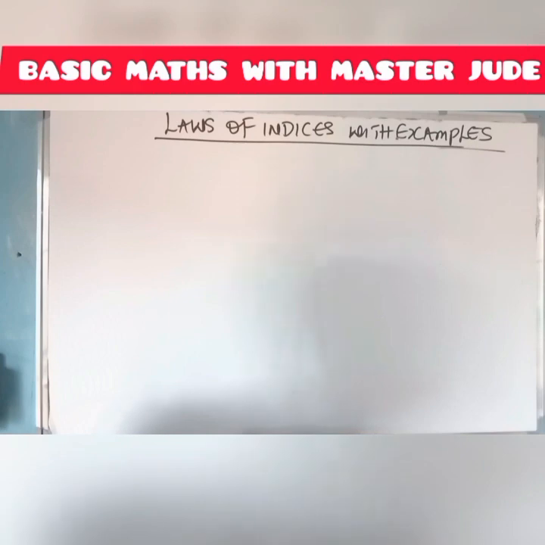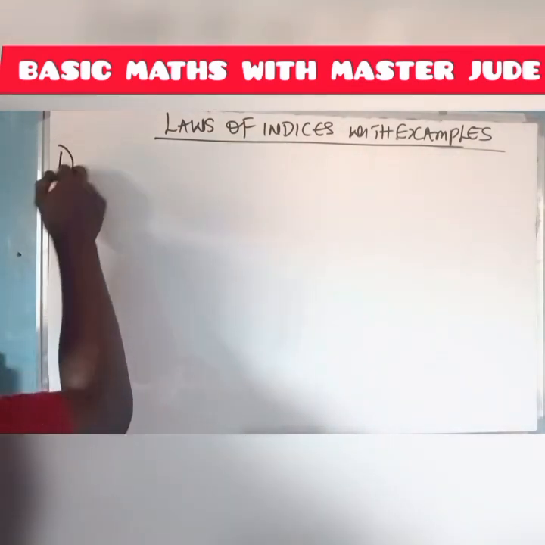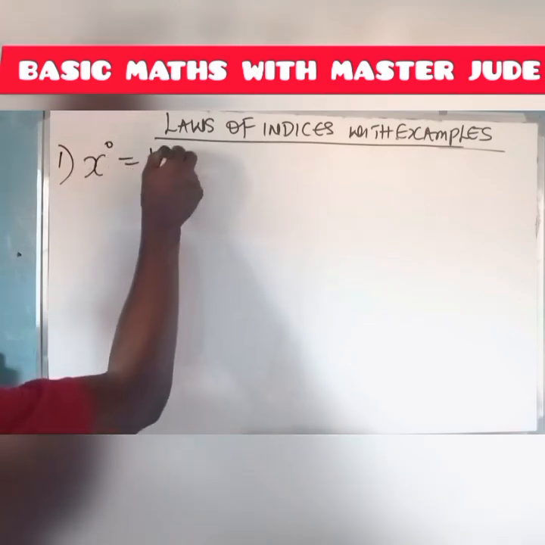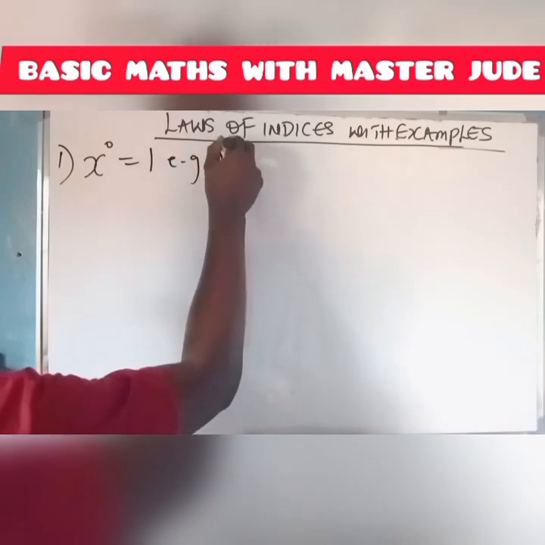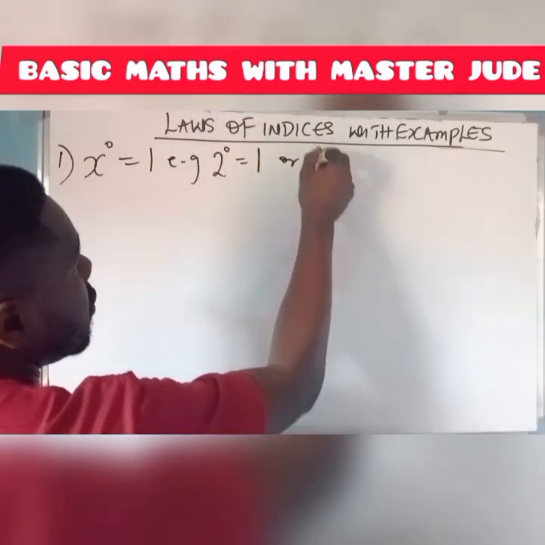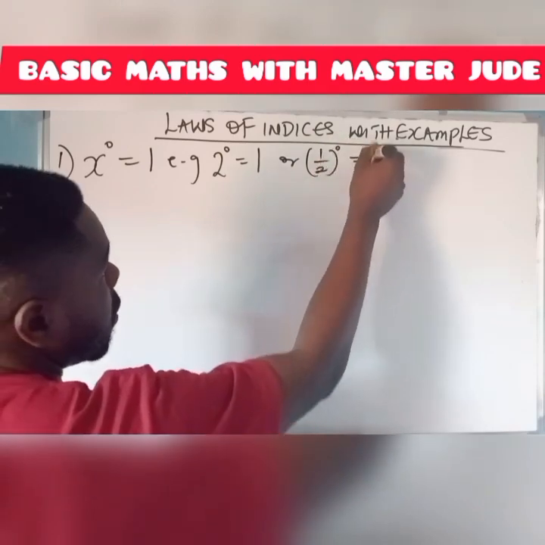Today we'll be taking the laws of indices with examples. Now, let's start with the first law. The first law says that any number raised to the power of 0 is equal to 1. For example, 2 raised to the power of 0 is equal to 1. Or (1/2) raised to the power of 0 is equal to what?